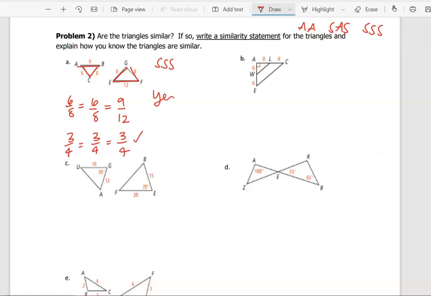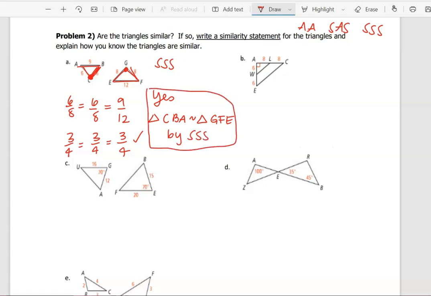So we can say yes, and here's our similarity statement. If I start at C, where the 2 short sides are, and then go down, I'm going to get triangle CBA is similar to triangle GFE. Order matters. By, we have to explain, side, side, side. This is the sentence that's really important. Yes or no? Here's my similarity statement, and then explain.